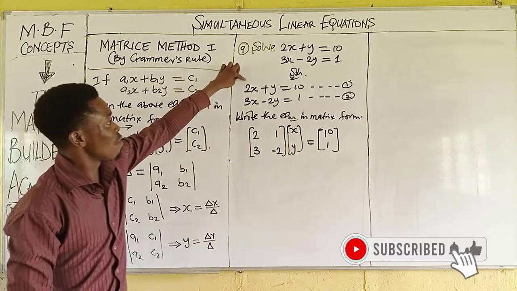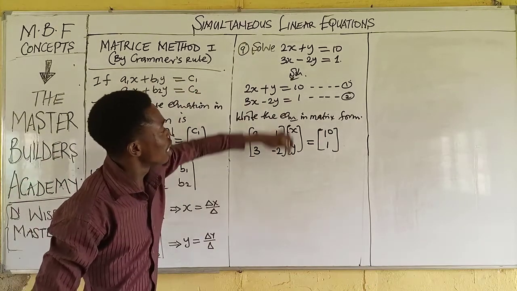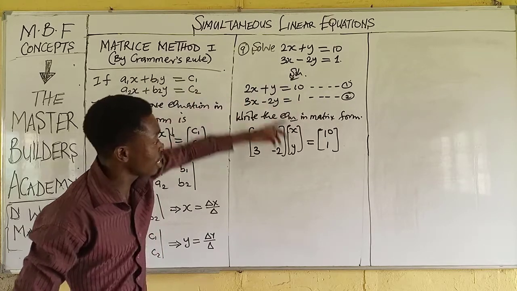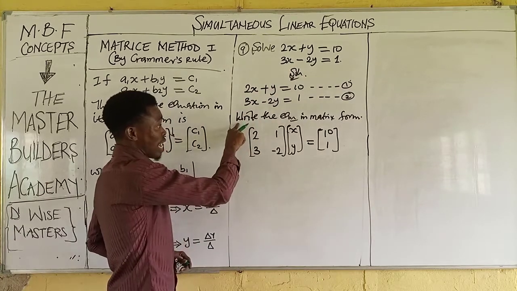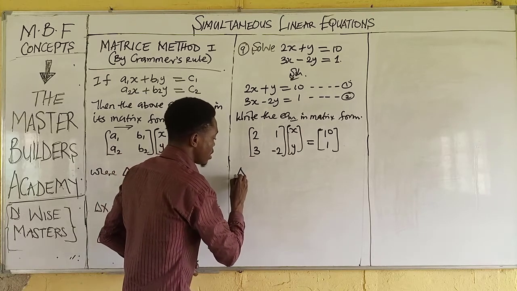Hope you have gotten it. Coefficient of x forms column 1. Coefficient of y forms column 2. Column 3 will now be what? x and y, multiplying this coefficient directly, then equal to this will also be in another column. So we are done with step 1. Now we want to look at step 2. In step 2 now is to determine the determinant.